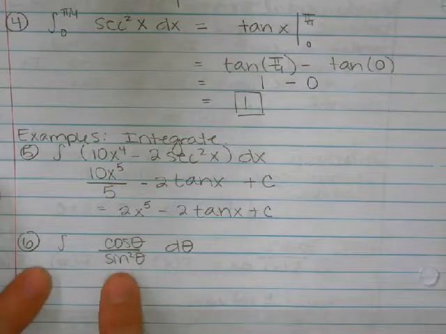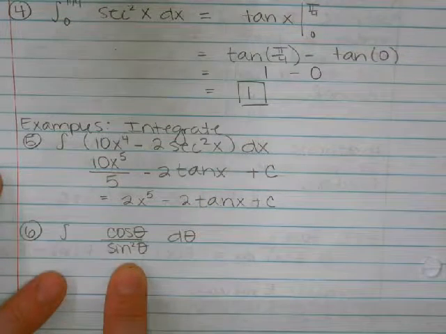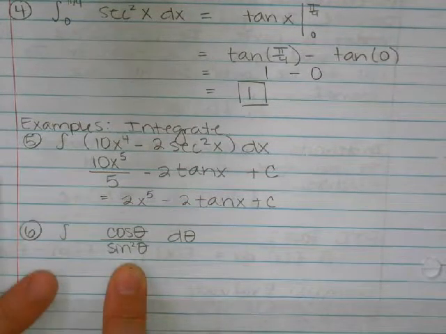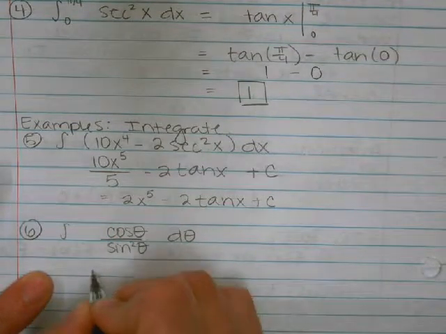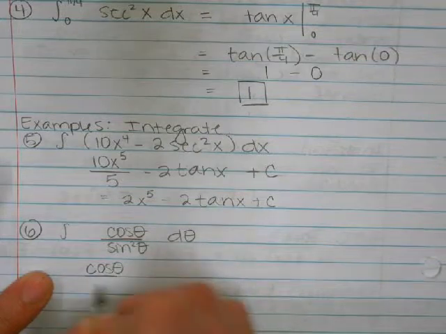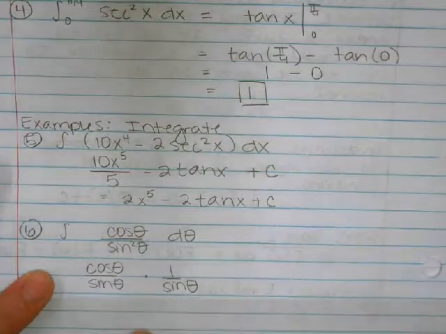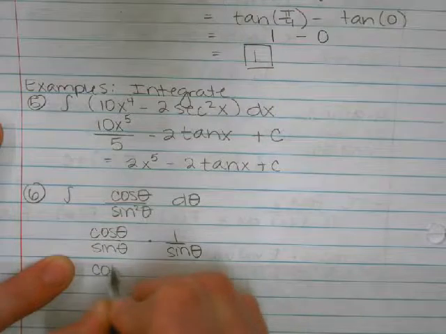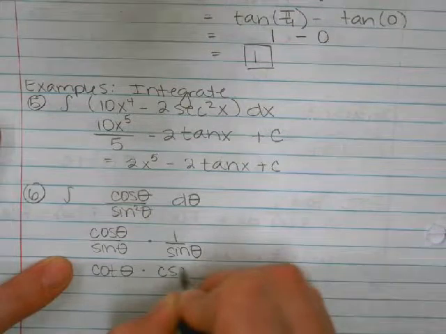When we're integrating this, or finding the antiderivative of this one, this looks kind of like a quotient rule, but we have to remember that the quotient rule is how you find a derivative. It's not how you undo a derivative. So to undo a derivative, we actually have to completely simplify this. What I did to do that is I thought of this as cos theta over sine theta times 1 over sine theta. I broke it up into two pieces. Then I said, well, cos theta over sine theta is actually cotangent theta, and 1 over sine theta is actually cosecant theta.